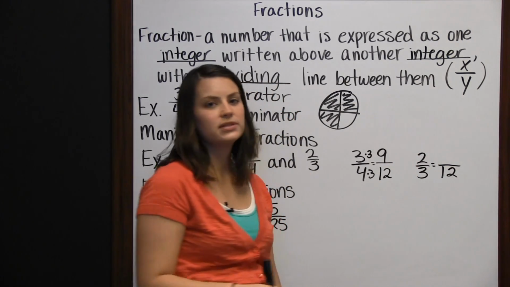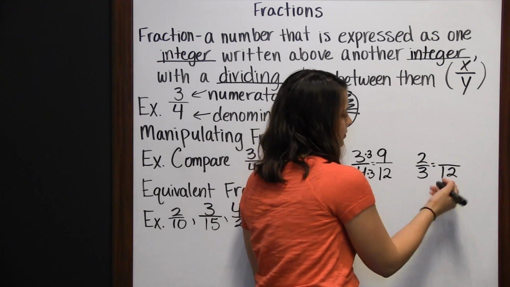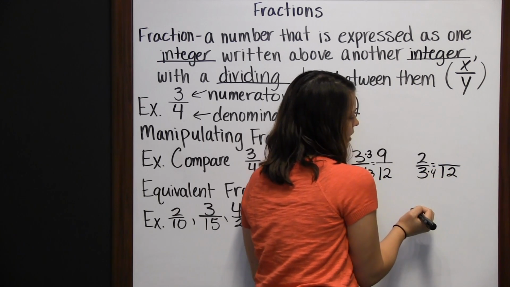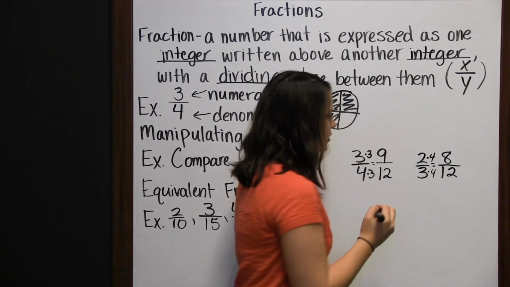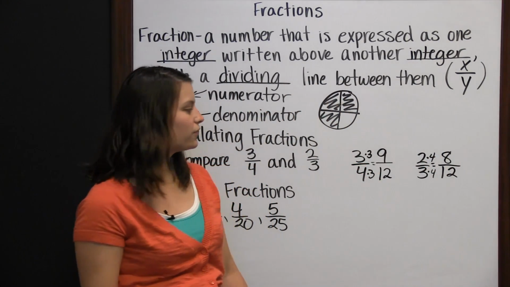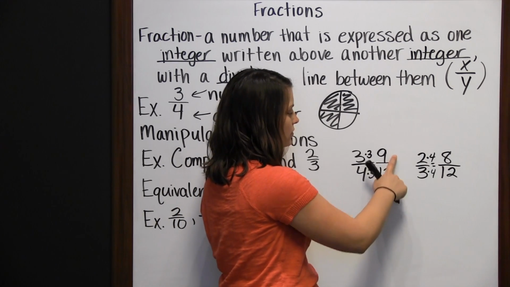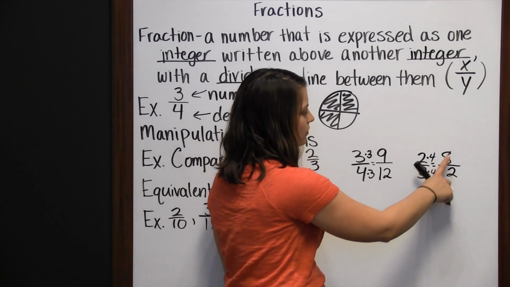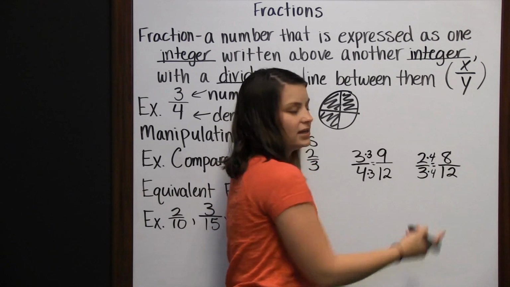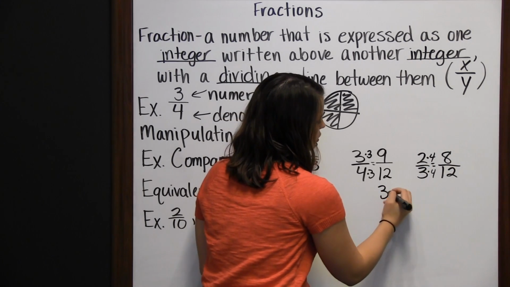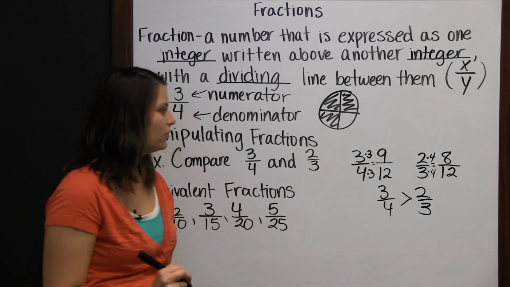And then for 2/3, we'll do a similar thing. We want to change our denominator from 3 to 12. So we multiply 3 times 4 to get 12. And we must do the same to our numerator. 2 times 4 is 8. So now we can easily see which fraction is larger. 3/4 is equivalent to 9/12. And 2/3 is equal to 8/12. Well, 9 out of 12 is definitely more than 8 out of 12. So we could say that this fraction 3/4 is bigger than this fraction 2/3 if we were to compare them.